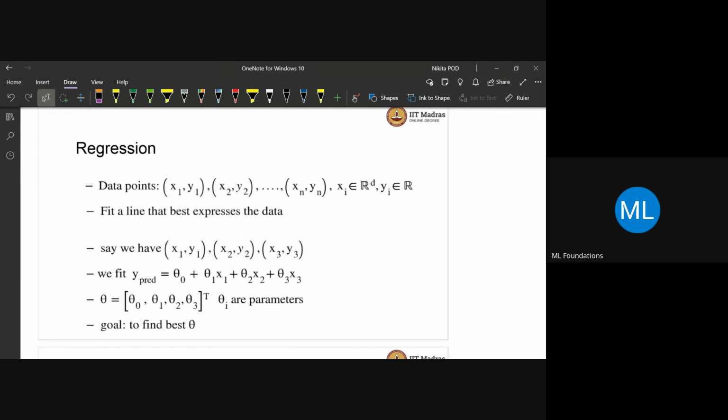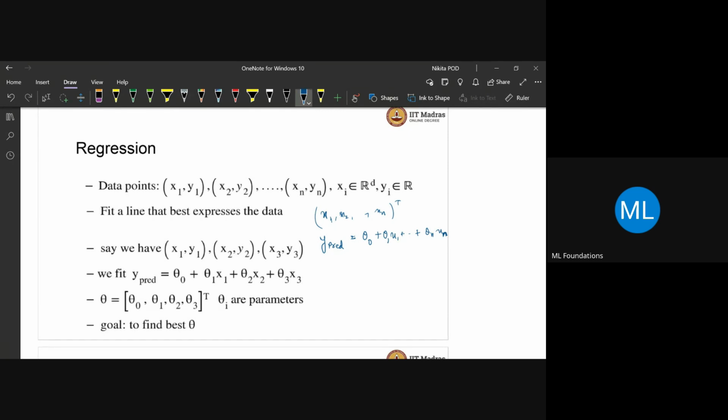So again, in regression, we are trying to find the best fit line given the set of data points. You want to find the best fit line, right? So this was our goal, and to do so, given any new data point x1, x2, up to xn, your y predicted will be of the form theta naught plus theta 1 x1 up to theta n xn. And you want to find these thetas. This was your goal.